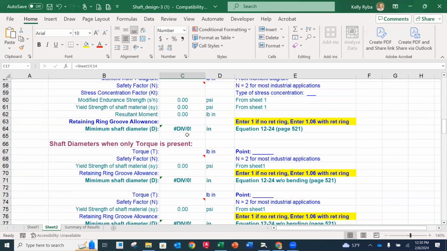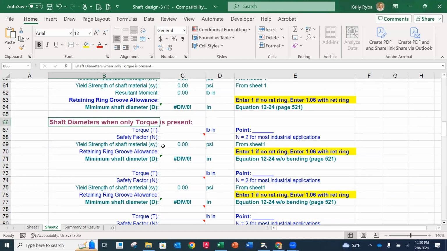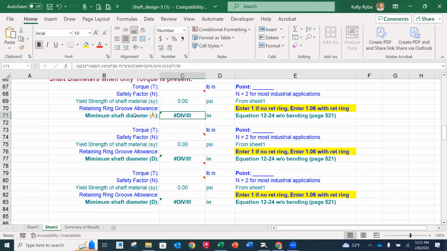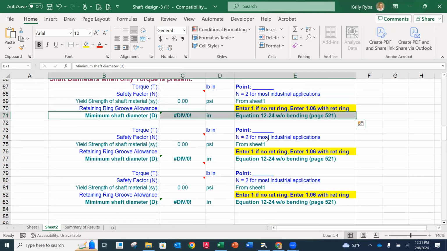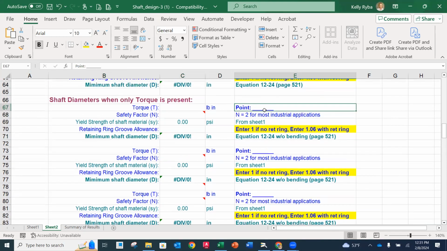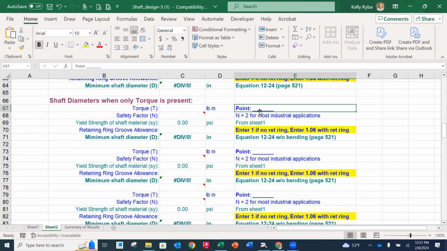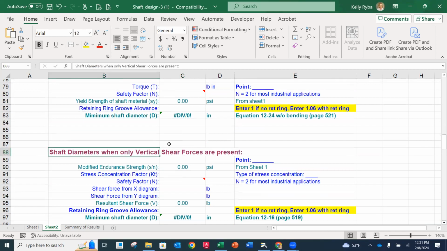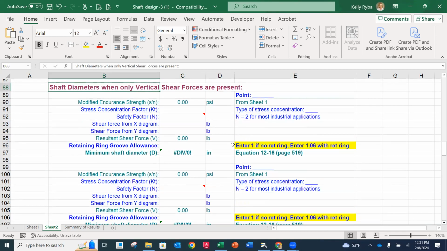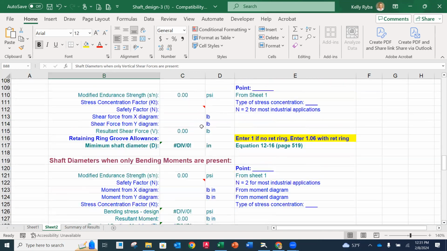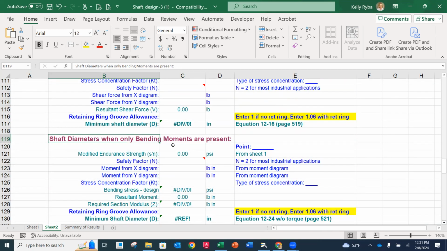Then the next section, as we go down, you'll notice we have another kind of maroonish highlighted area. And this is going to be where we have shaft diameters with only torque present. So it looks a little bit different because there's different things to input for the torque only. And then it'll calculate its minimum shaft diameter for that particular place. There's a place in each one of these so that you can input the point. So if it's point A, left or right, point B, left or right, you can put those in and identify it. Then the next section is going to be our vertical shear only. And then the last section is going to be bending moments only. Okay, bending moments only. All right.